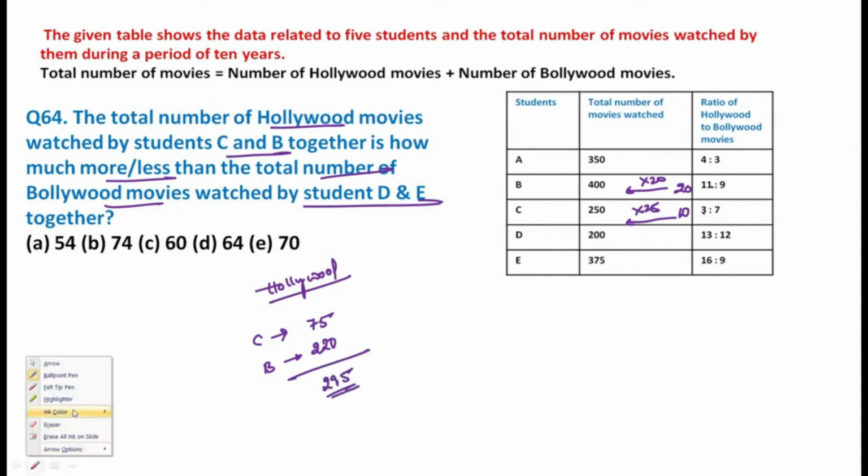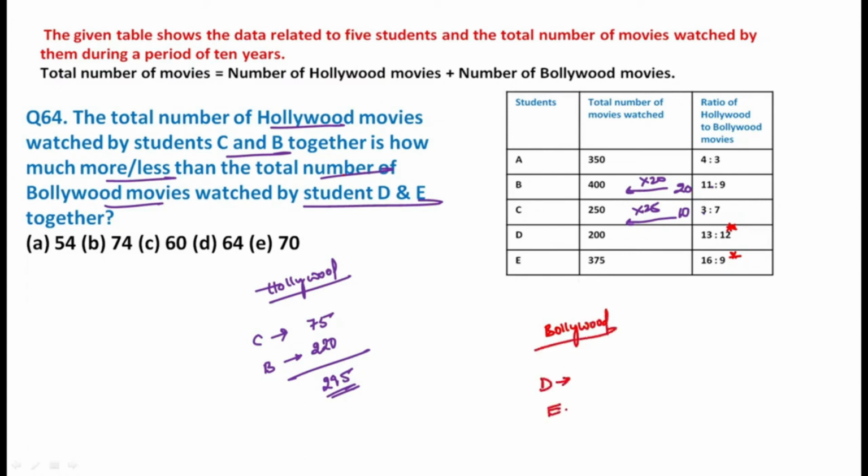Now these values you need to compare with the other one. What is the other one? The total number of Bollywood movies watched by D and E. So here we need to calculate it for Bollywood, for D and E. Now here both are 25 quantities. 25 becomes 200, each unit is multiplied with 8. We want Bollywood, 12 eights are 96.